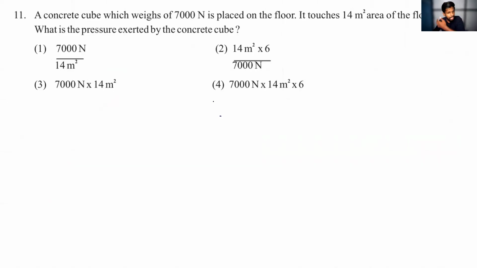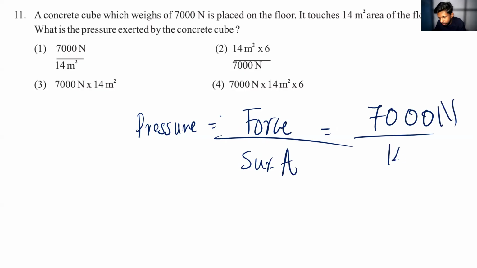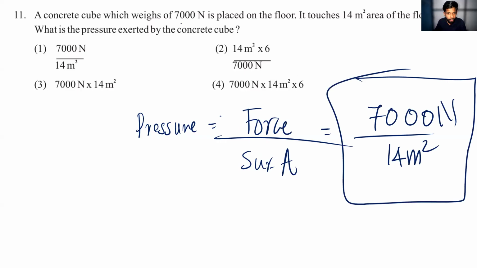And here they have given the force. We'll write the equation: pressure equals perpendicular force over surface area. You know the force is 7,000 newton, and the area is 14 meters squared. This is the answer, force over area. Zavega, very good, and Muslim Ahmad, very good. Yes, that is the answer.